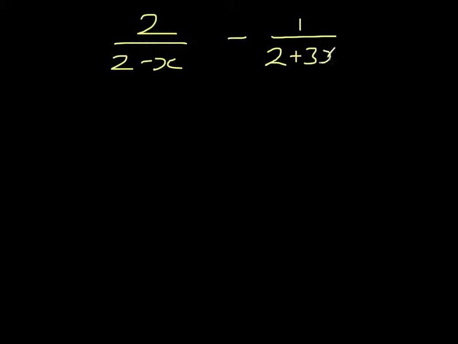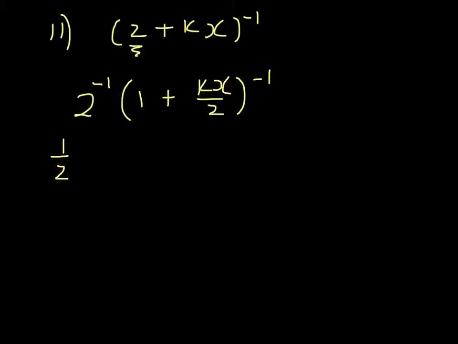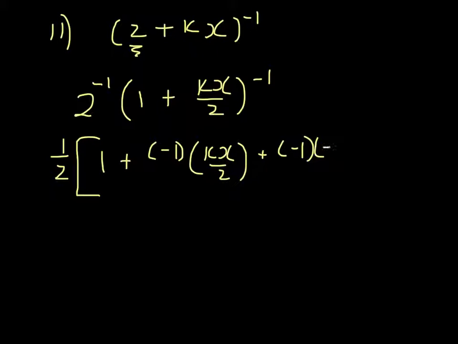2 plus 3x. To expand 2 plus kx to the power minus 1, we can't expand with a 2, we need to make that 1, so we'll take a factor of 2 outside. We have to remember that's to the power minus 1. Inside the bracket, that leaves us with 1 plus kx divided by 2, to the power minus 1. So I'm going to have a half outside, and inside I'm going to have 1 plus n x plus n minus 1 all over 2 factorial x squared.